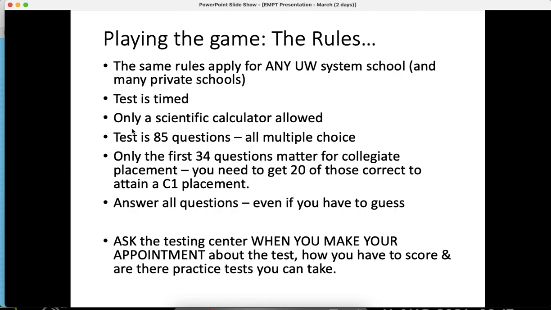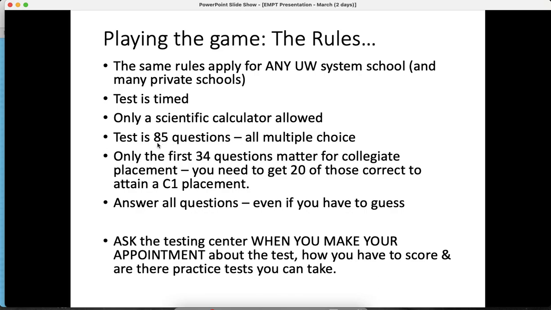The test is timed. For the UW system, you can only use a scientific calculator. You can't use a graphing calculator. If you walk in with one, they won't let you use it. You need a scientific calculator, the ones with the little screens that you can't graph with. And if you remember, we have scientific calculators at North. We give them out when you take your ACT. If you want to borrow one of those, get in contact with me, and we can get one for you.